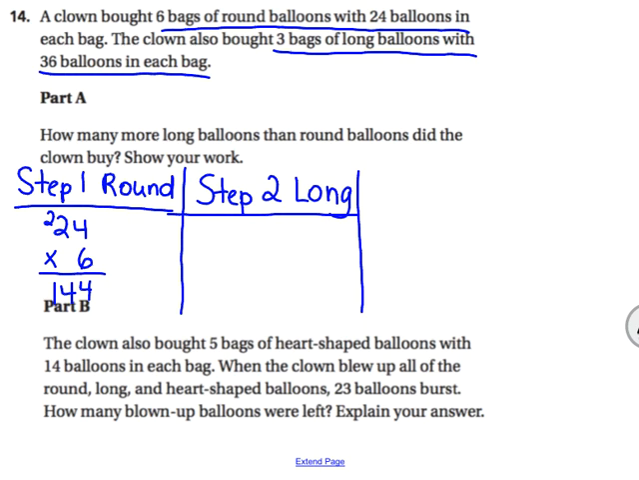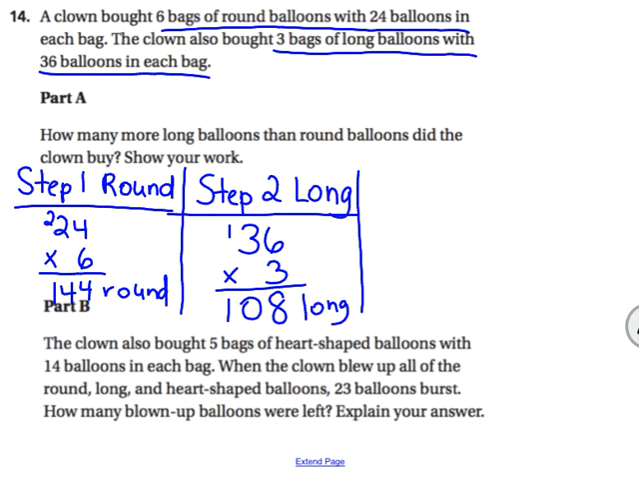So for step 2, I will be doing 36 times 3. Okay, so far I see that I have 144 round balloons. And I have 108 long balloons. And part A is asking me how many more. So again, like I said, we're going to subtract to find the difference.